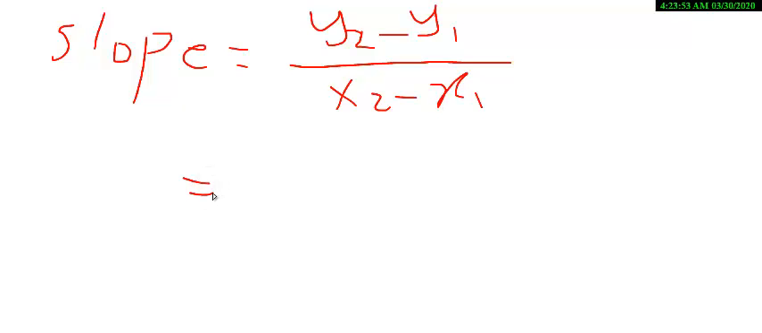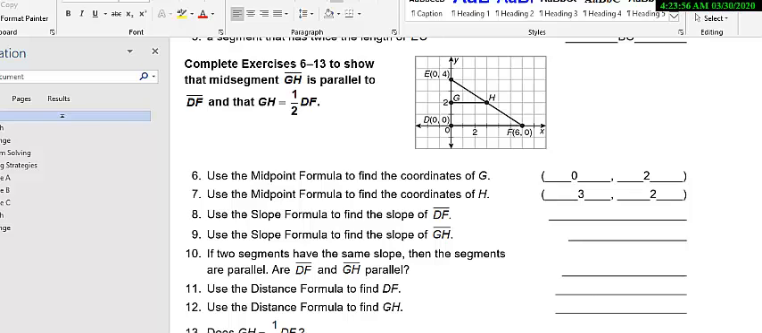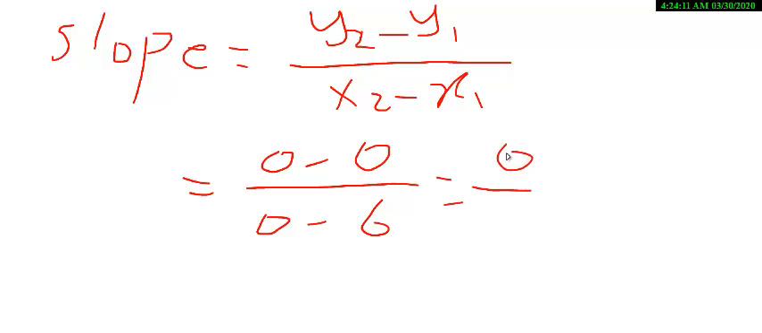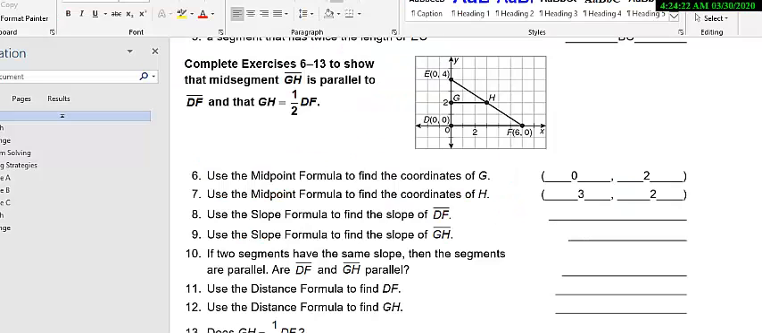This is for any points. So I'm going to get the slope for the segment DF according to question number 8. DF has the endpoints 0, 0 and 6, 0. So the y's will be 0 minus 0 over 0 minus 6, so it's going to be 0 over negative 6, which is 0. This is the slope of the first segment. So the segment DF has a slope of 0, so I write down here that the slope of DF is going to be 0.